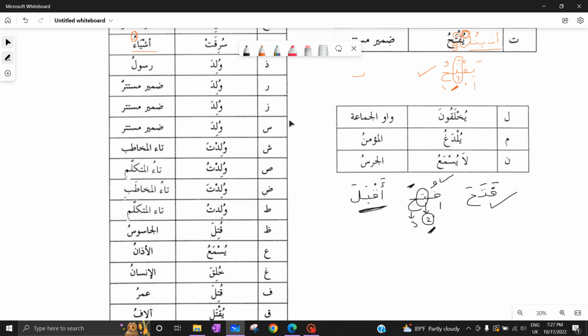Similarly, if I tell you the simple verb dhahaba, okay, dhahaba is fa'il. If I ask you where is the fa'il, you will say huwa, damir mustatir, right? That's how. Now if I say dhuhiba, this is majhul. If I ask where is the na'ib al-fa'il, you will say the hidden damir is the na'ib al-fa'il. It's the same rule.